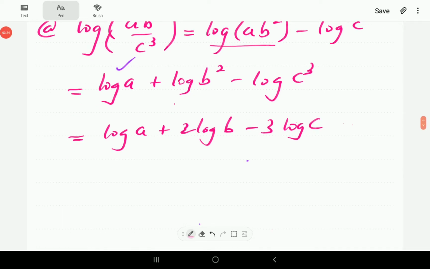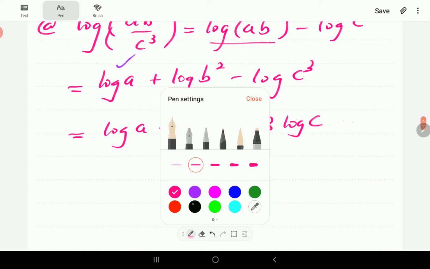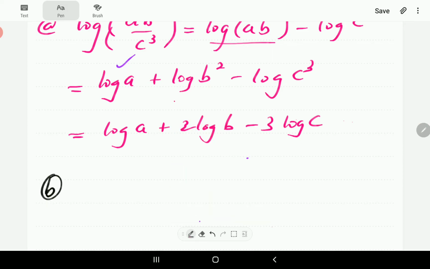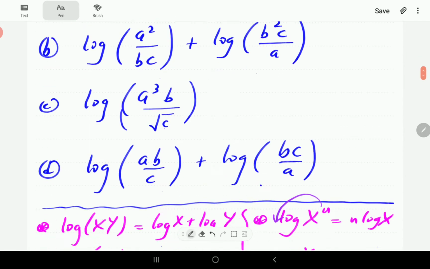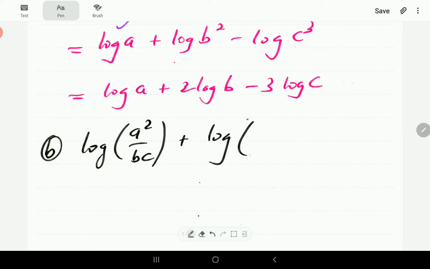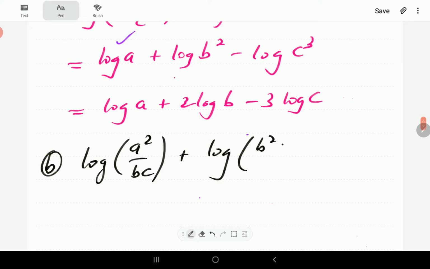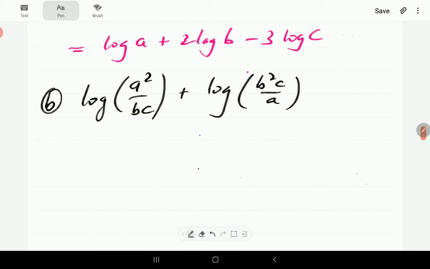All right, so we turn now our attention to part B. In part B, we have the log of a squared over bc plus the log of b squared c over a. This time there are two terms, but that is not a problem. We'll just apply the properties accordingly.